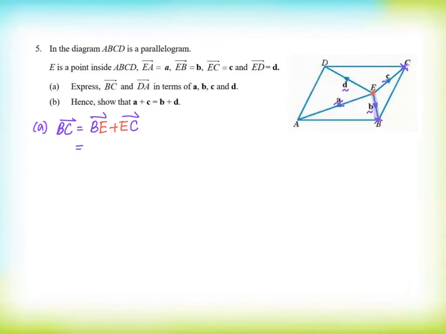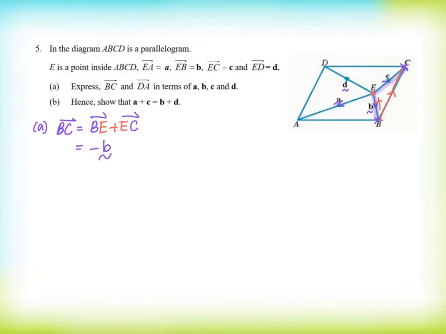What are all these vectors? So the resultant means I will start at B, end off at C. And this will be the vector BC. Now BE is going in the opposite direction. So in this case, I will have a negative vector. This will be negative b.